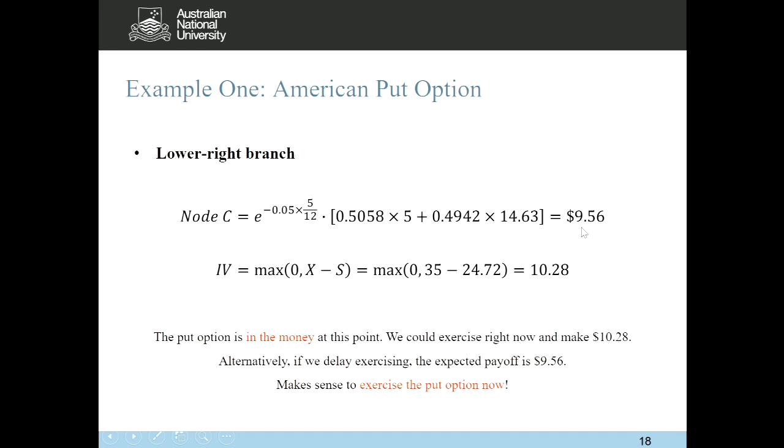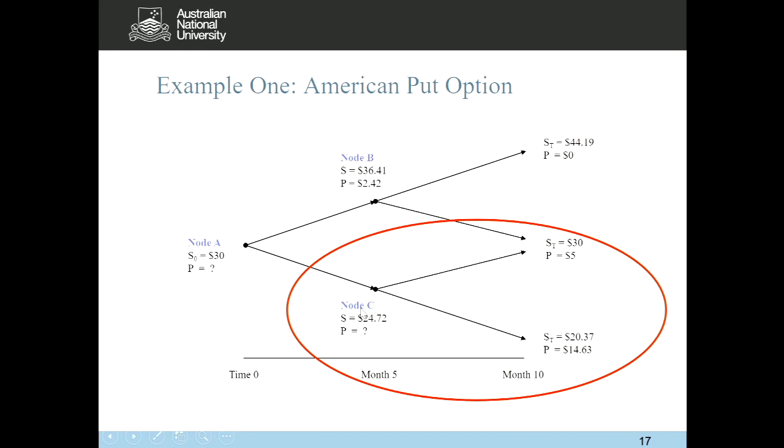$9.56, right? $9.56. But before we write down $9.56 in node C, we should ask ourselves, shall we exercise that put option just at that point in time at node C?